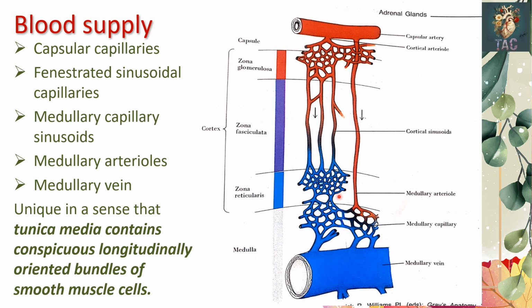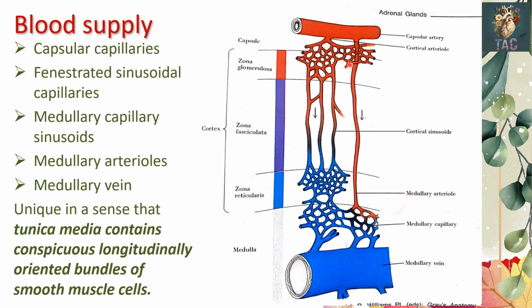The adrenal gland or suprarenal gland is supplied by three sets of arteries, that is superior, middle, and inferior suprarenal arteries. These arteries, before entering into the capsule, divide into smaller branches and form the capsular arteries. These capsular arteries then enter into the cortex and divide into the fenestrated sinusoidal capillaries. These fenestrated sinusoidal capillaries then travel through the zona fasciculata and zona reticularis and enter into the medullary capillary sinusoids.